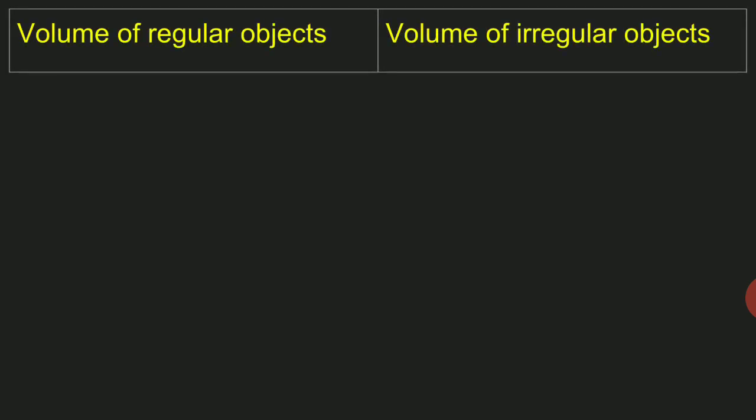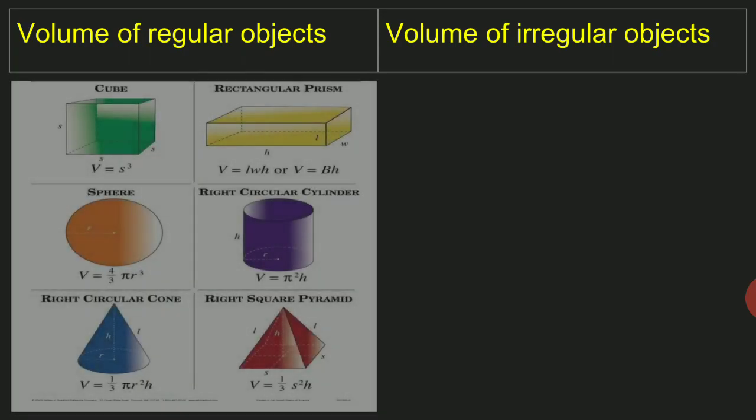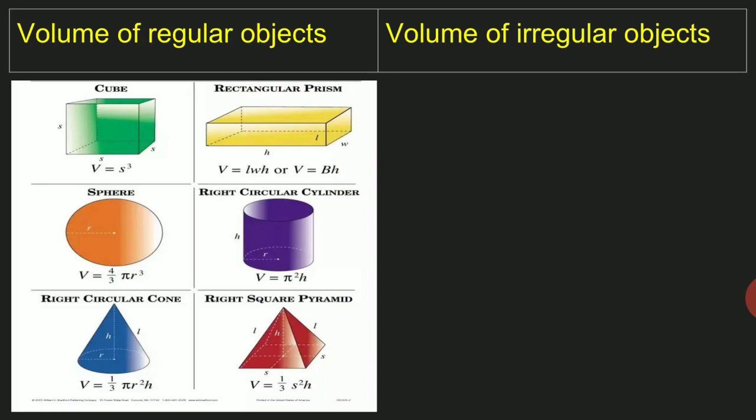Now, for finding the volume of regular objects, we have the formula. Like for volume of a cube, we have side into side into side. For volume of a rectangular prism or a cuboid, we have length into width into height, or it's also capital B into height, which is the base area into height.